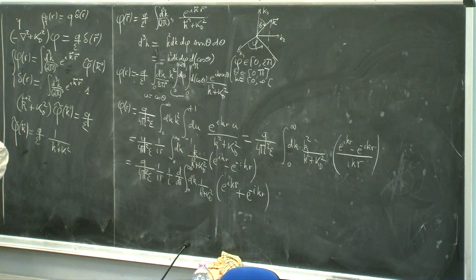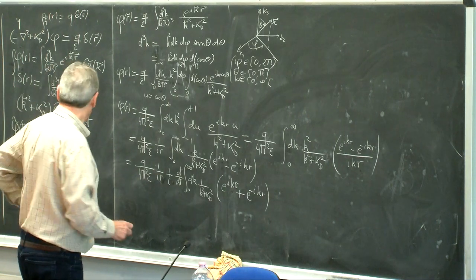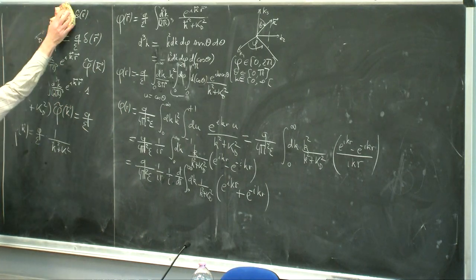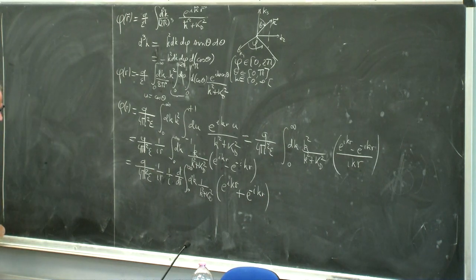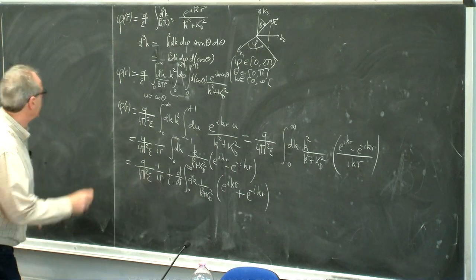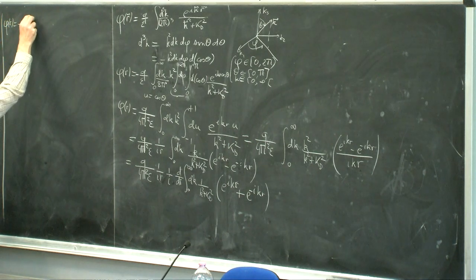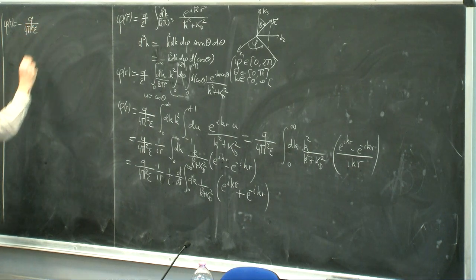Is it clear? Sorry, it's a bit technical, but there is no way to avoid it. And so, if I continue over here, it simplifies quite a lot because there is a 1 over I square, so phi of r is minus q over 4 pi square epsilon.